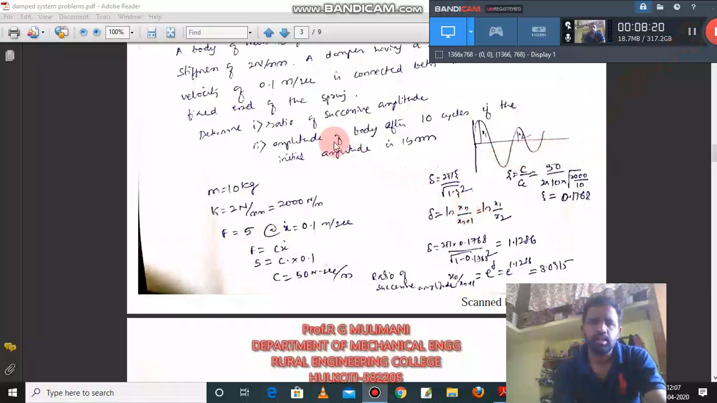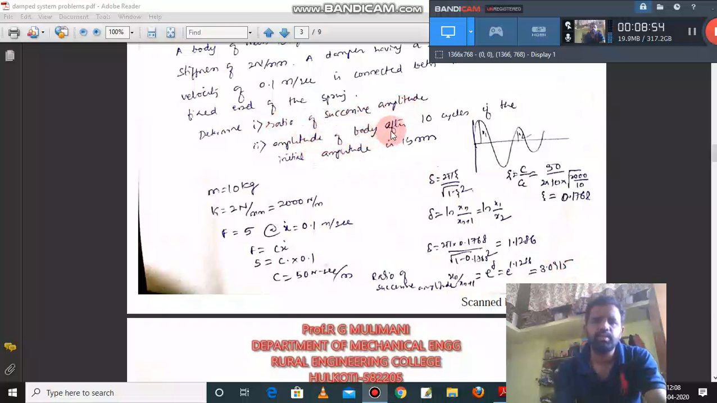Now the ratio of successive amplitudes means xn by xn plus 1. If you know this zeta, this delta value can be calculated. The calculated value is 1.12. So what is xn by xn plus 1? Xn by xn plus 1 is equal to e raised to delta. It is written here, e raised to delta. This value is 3.095. This is the ratio of the successive amplitudes.